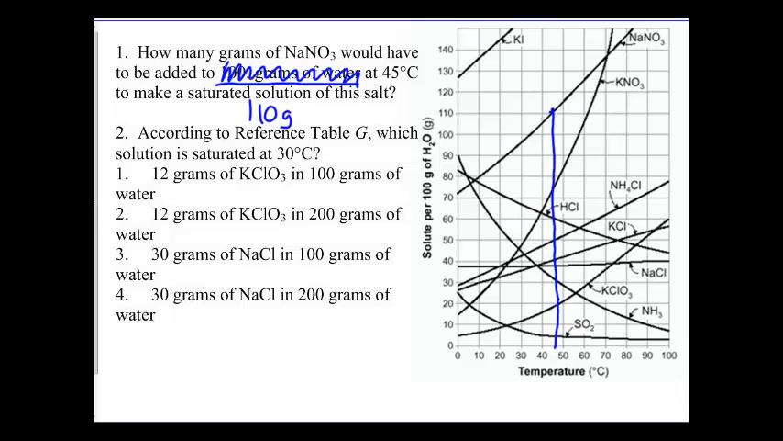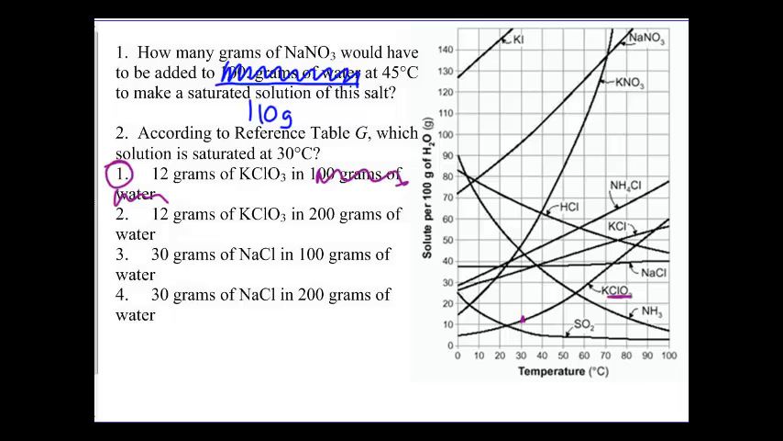Okay, according to table G, which solution is saturated at 30? Okay, so the first one says 12 grams and 100 grams of water. Good, I can use the curve as is. So 30 degrees, 12 grams. That's about right here of the KClO3. That's on the line. That's saturated, because it falls on the line.